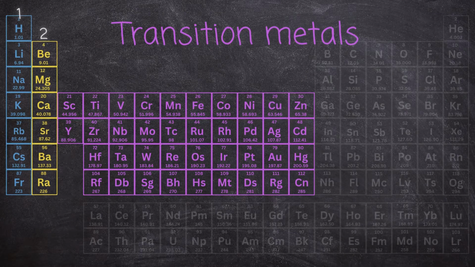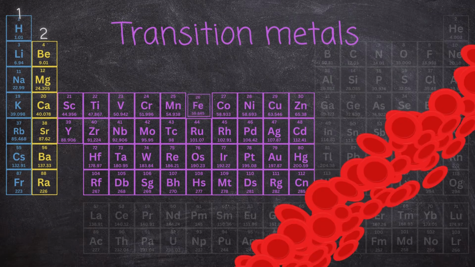Transition metals are also essential for biological functions. Iron is used in our body to create hemoglobin, which is used to carry oxygen in the blood, and not enough iron in our blood can cause anemia.